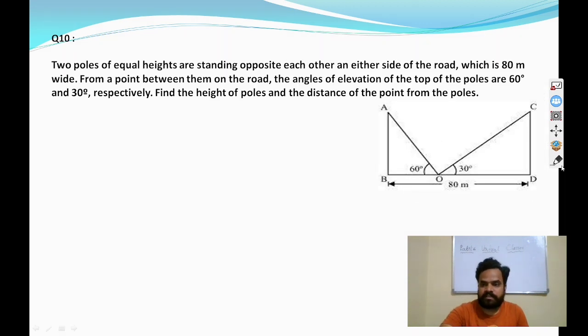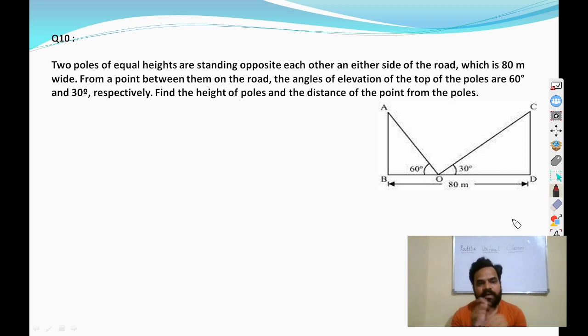So here is the next question. That is question number 10. Two poles of equal heights are standing opposite to each other on either side of the road. In a road, there are two poles on either side, and both the heights of the poles are equal. They have given the width of the road is 80 meter. They give, which is 80-meter width, right?